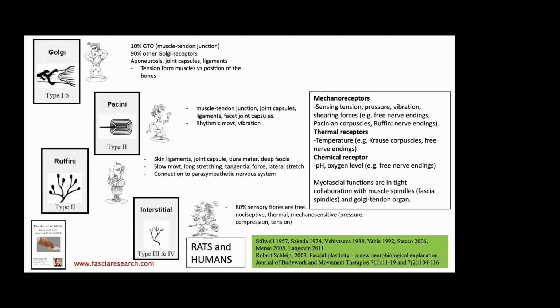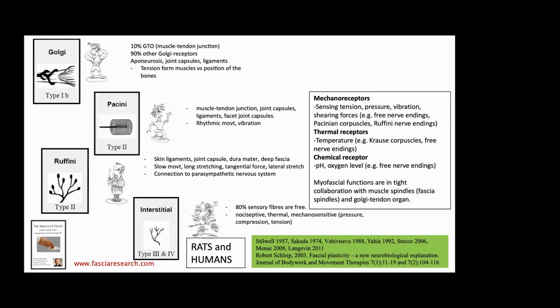And about the receptors, we are looking at the mechanoreceptors. They are sensing tension, pressure, vibration, and also shearing forces. Everything here we can do with lymphotouch. So we are affecting Pacinian corpuscles, and we are also affecting Ruffini nerve endings. Then we also have thermal receptors and chemical receptors, but nothing more about those at this point.